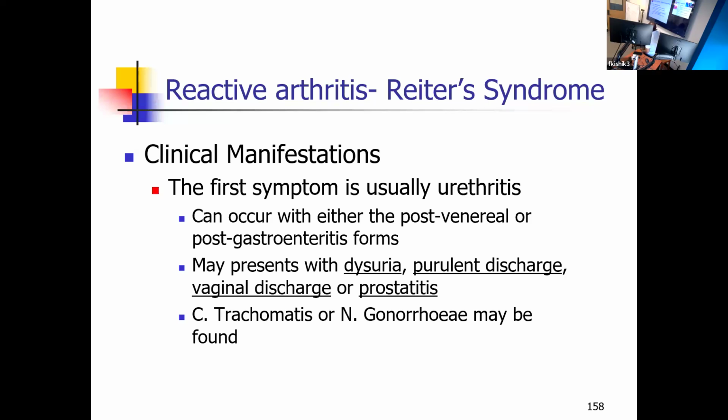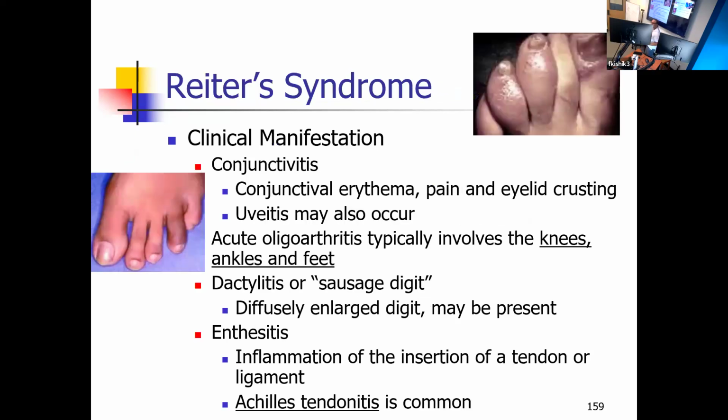Well, let's look for some of these symptoms. Post-venereal disease or post-gastro infections. Once again, purulent discharge, vaginal discharge, dysuria, and so forth. Since it could be an STD, then gonorrhea, chlamydia might be present. And they will tell you that. All right. Vague. No problem at all. What do I really need to know? What's really going to be popping out in the case vignette? Well, we had said that you can't see and you got conjunctivitis.